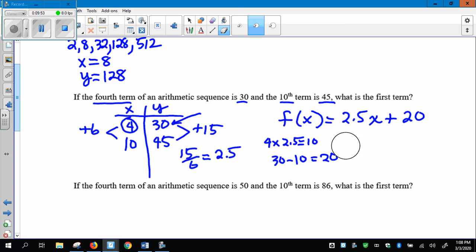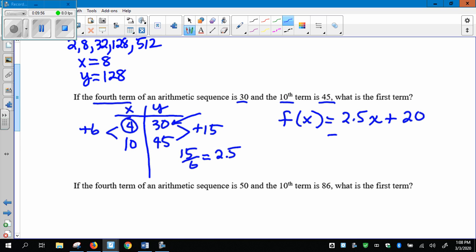All right, and now I can figure out what the first term is. I just do 2.5 times 1 plus 20, and that gives me 22.5.